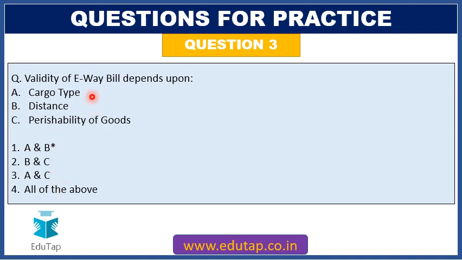So friends, we have talked about calculation of validity of the E-way bill, and in this regard we have learned that the validity depends on two main factors. First is cargo type and the second one is distance. So broadly we have learned that for every 100 kilometers the validity is 1 day for normal cargo. So our answer to this question is going to be option number 1, that is A and B.